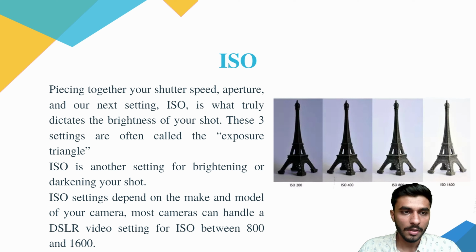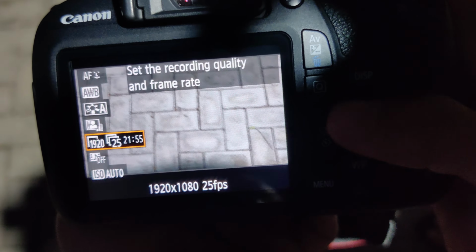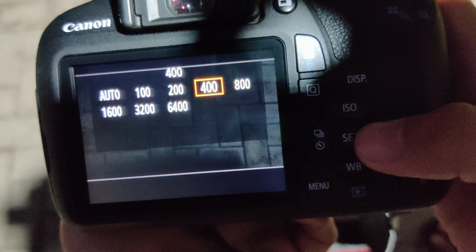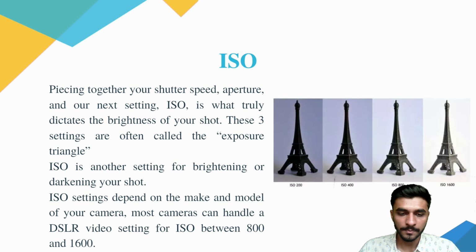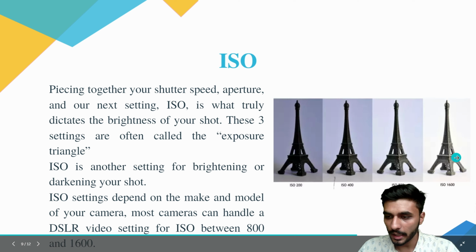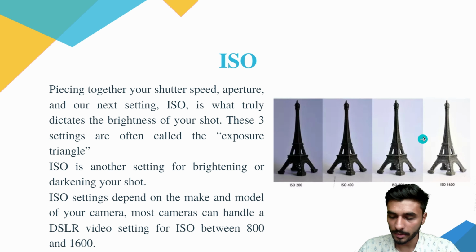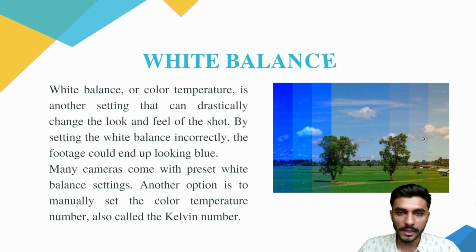Next is ISO. Piecing together your shutter speed, aperture, and our next setting, ISO, is what truly dictates the brightness of your shot. These three settings are often called the exposure triangle. ISO is another setting for brightening or darkening your shot. The ISO setting depends on the model of your camera. Most cameras can handle a DSLR video setting of ISO between 800 and 1600. Here is an example of different ISOs. In the ISO of 200 we have a darker image, while in the ISO of 1600 we have a brighter image.